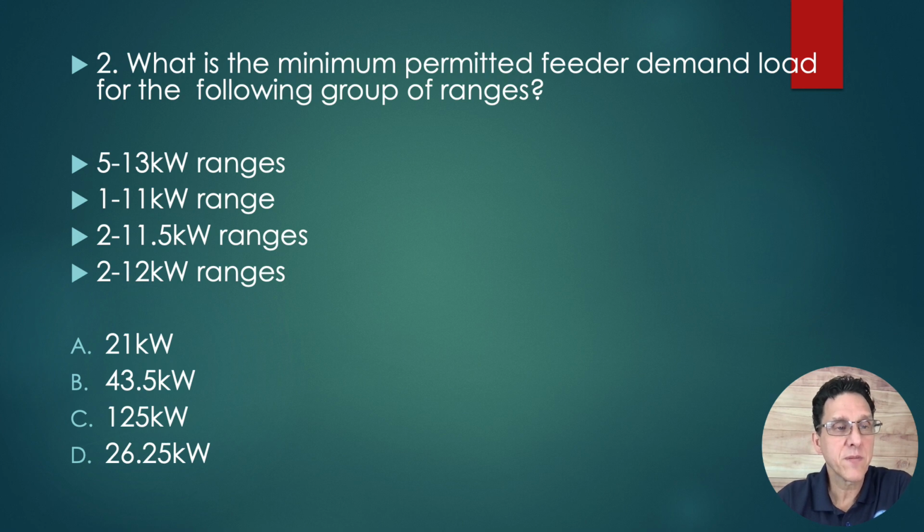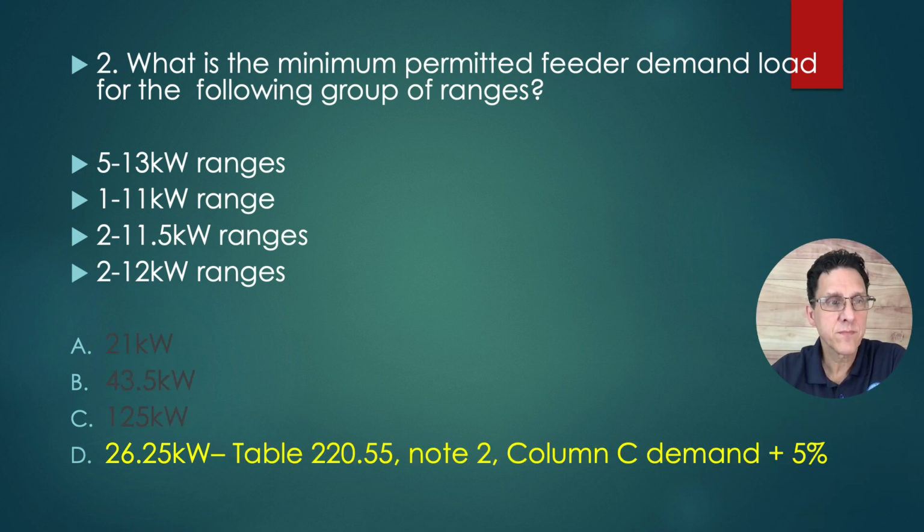All right, so here we have some ranges above 12, and then we have some ranges below 12. Give this a shot, and then you can restart the video, and I'll give you the answer. All right, there's the answer. D, 26.25 kW is the correct answer.